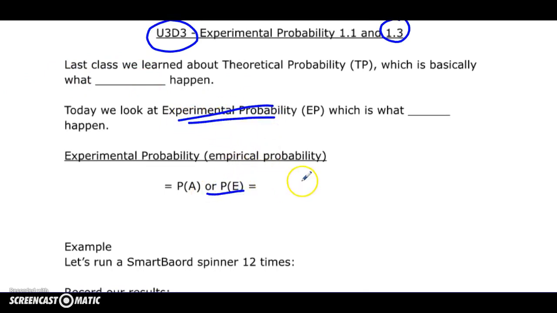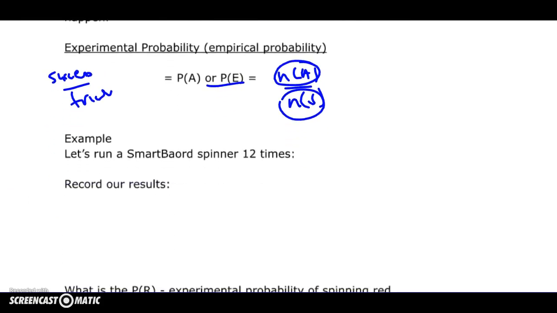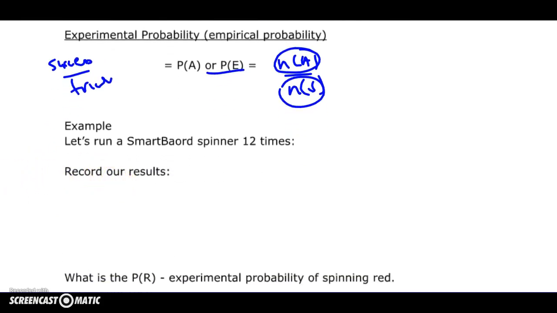And again, what you're going to look for here is very similar, NA over NS. So what you're looking for here is the number of ways you find success over the total number of trials. So that's really the way you do that, success over trials. So what happens is this: you define success as being something.